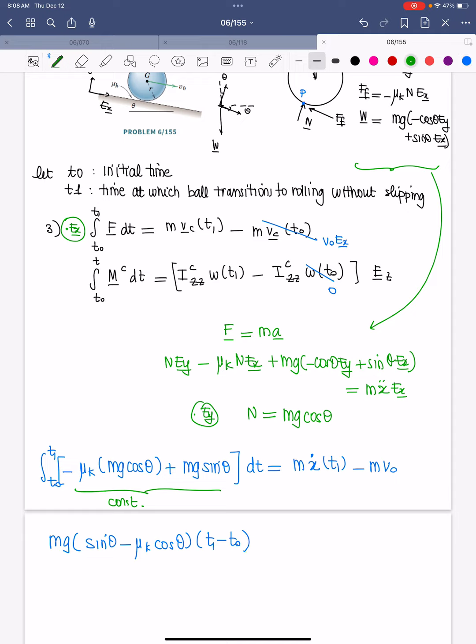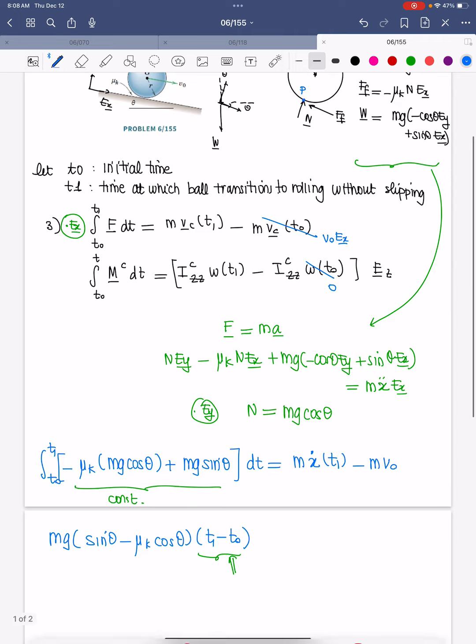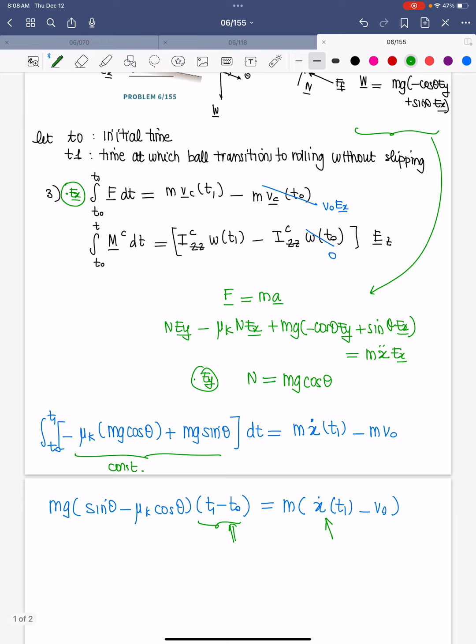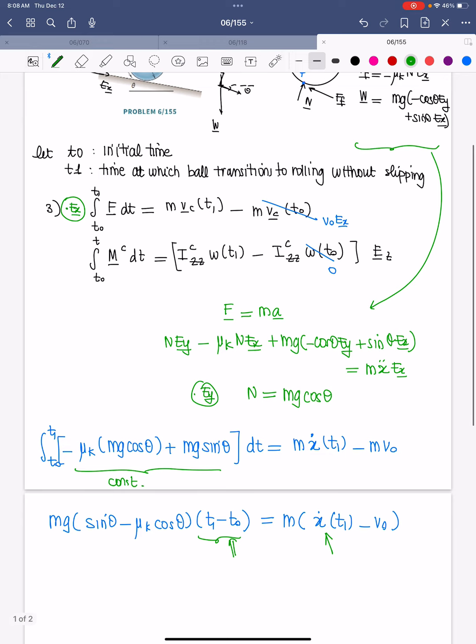is equal to m times x dot at t1 minus v0. This we do not know. So this is one equation, but it has two unknowns. We do not know the velocity at t1. If we did know it, then we could find this time interval, t1 minus t0.